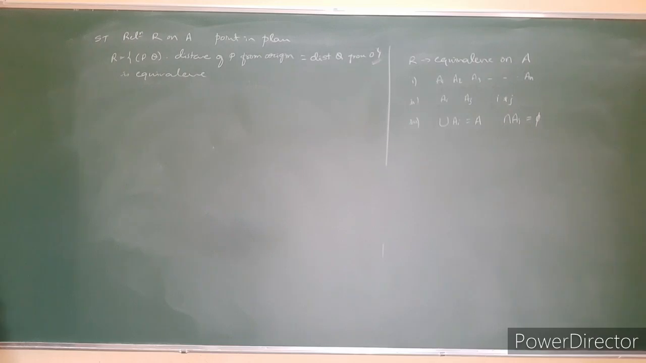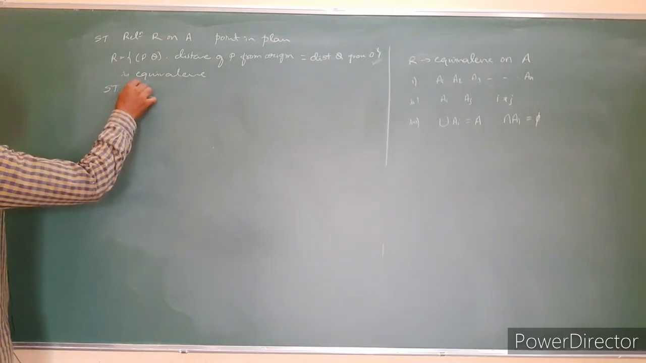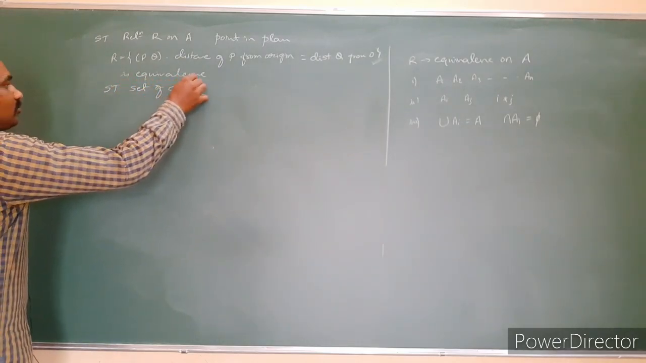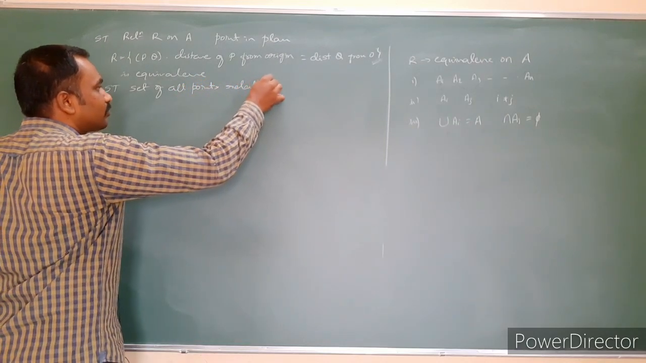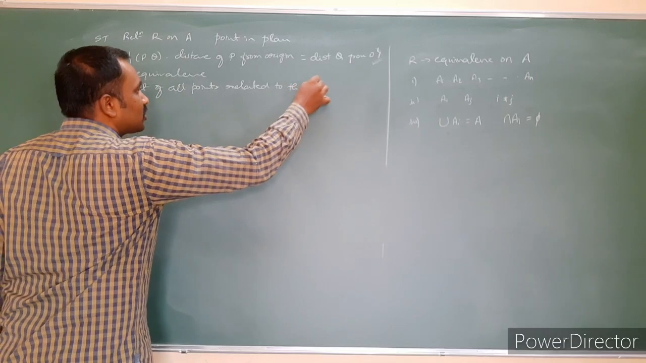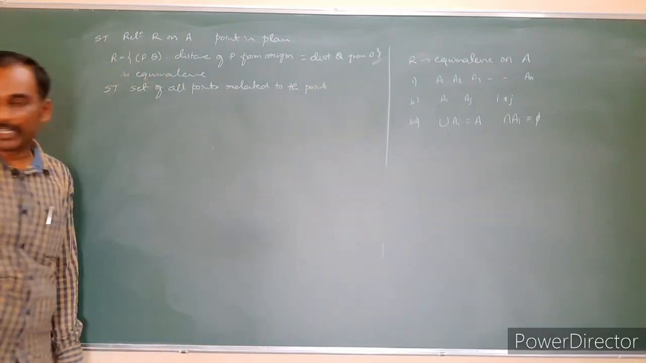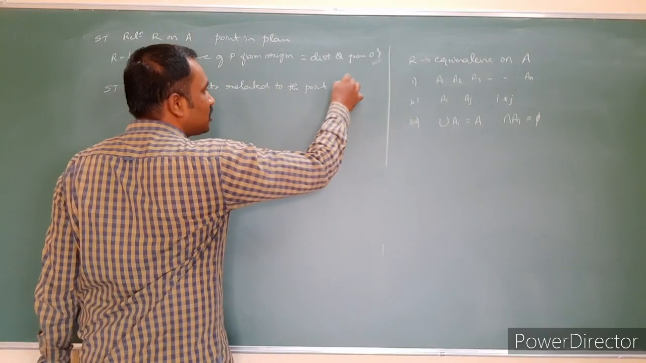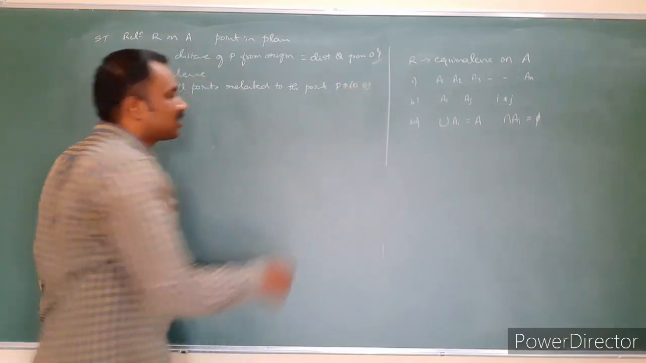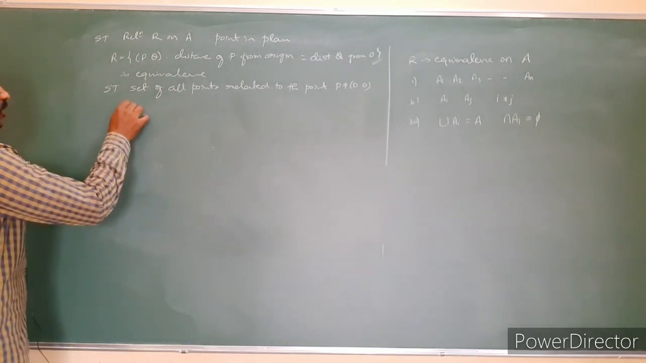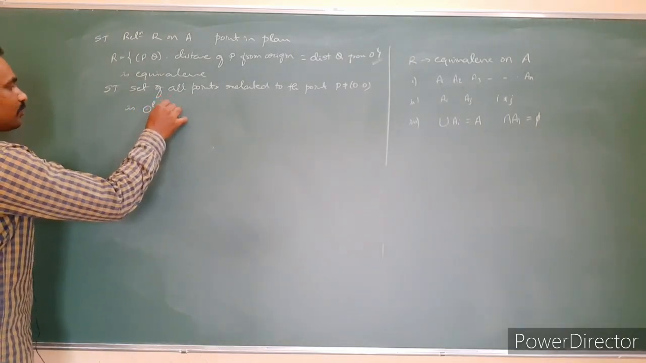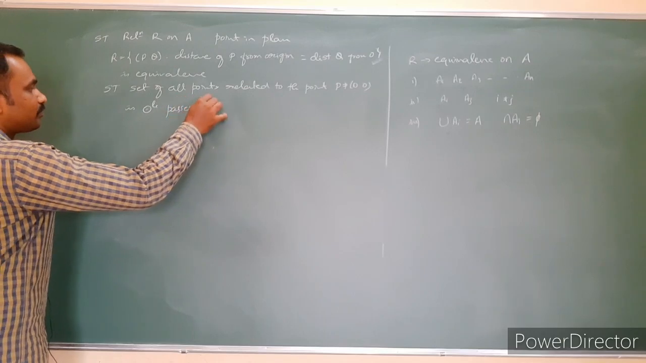Next, apart from that, the question continues. Show that the set of all the points related to the point P, which is not equal to the origin, is the circle passing through the point.